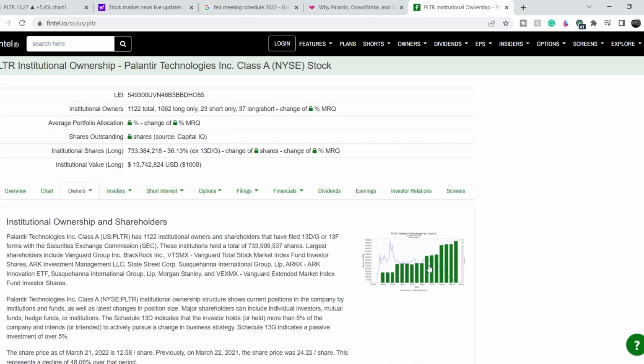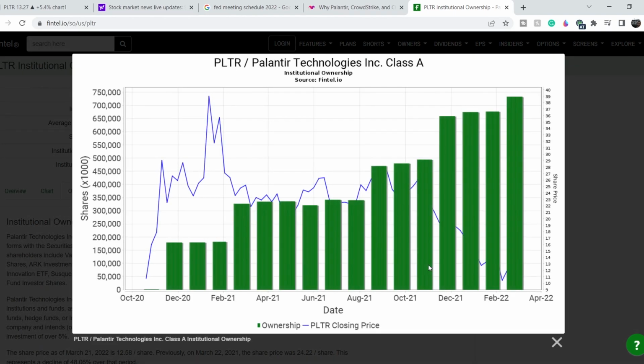On top of that, let me show you the bigger picture of institutional ownership. As you can see, we have a consistently increasing number of institutional investors despite the decrease in its price. And definitely it is a good sign that a lot of institutionals are accumulating their position with Palantir.